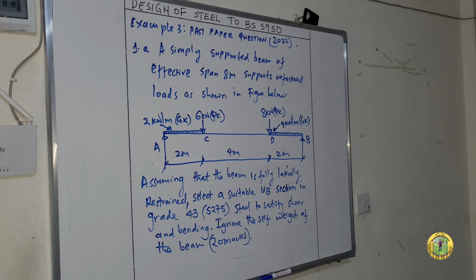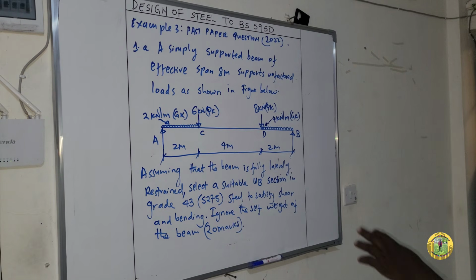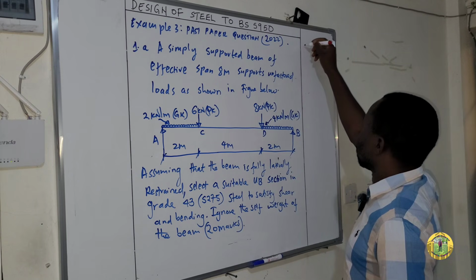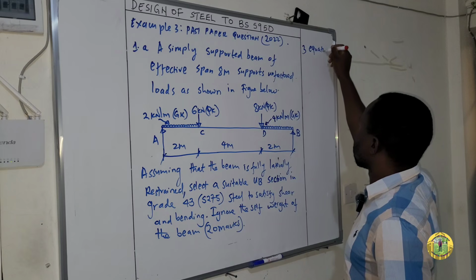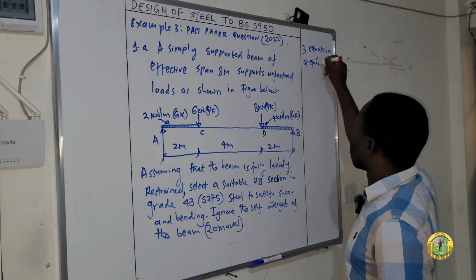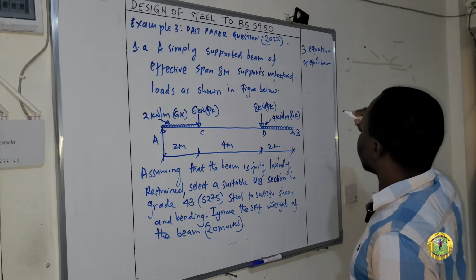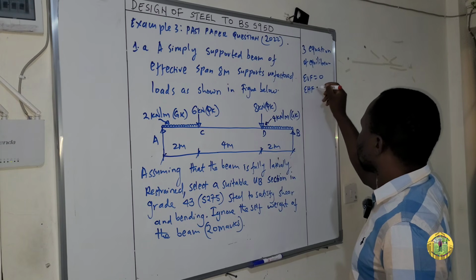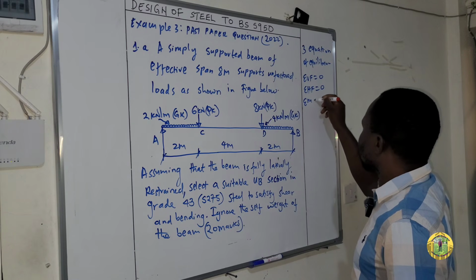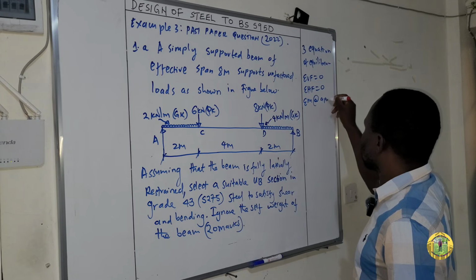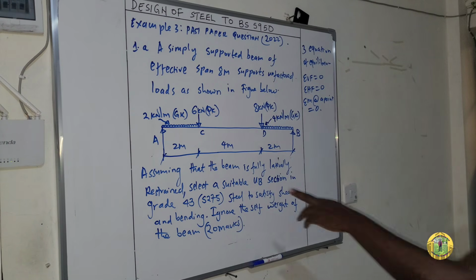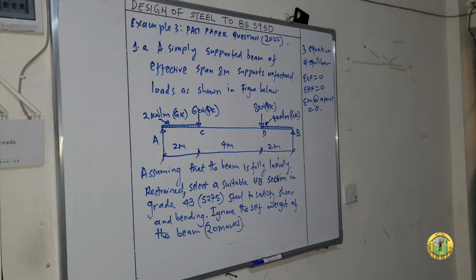So let's see how you can solve such a question. For you to solve this question, you are supposed first to analyze this beam using the 3 equations of equilibrium, whereby the 3 equations are: summation of vertical forces is equal to 0, summation of all horizontal forces is equal to 0, and the summation of moment about a point is equal to 0.